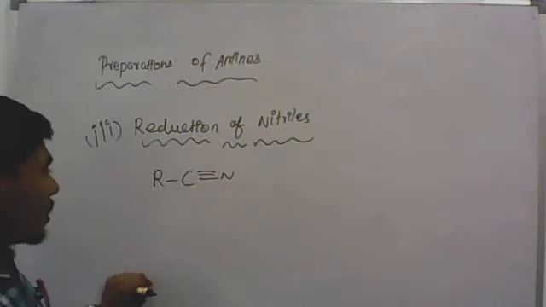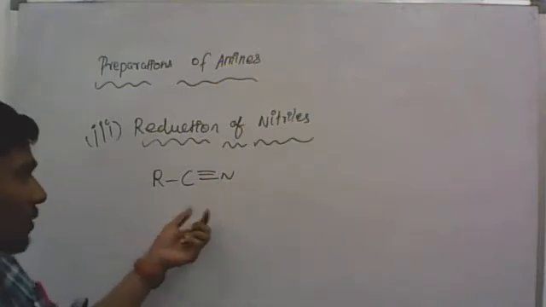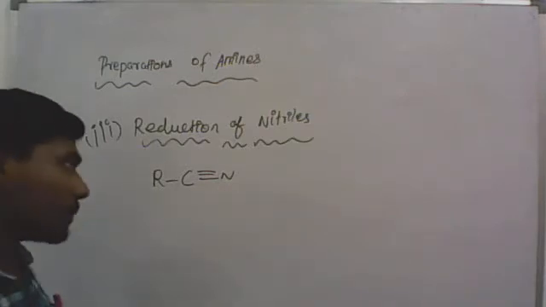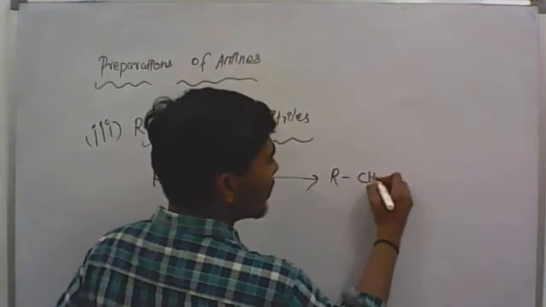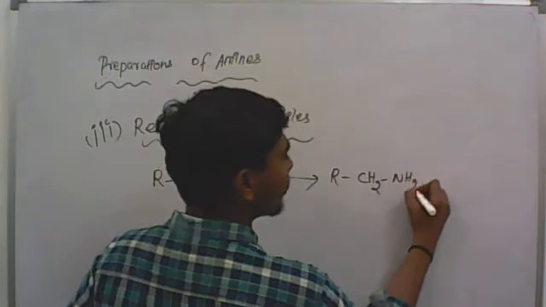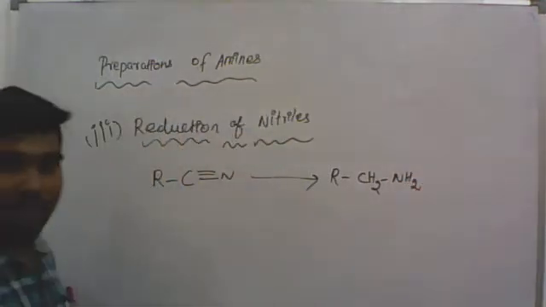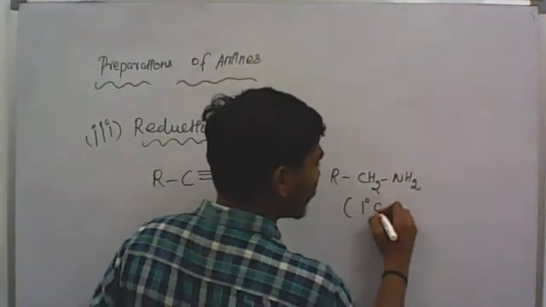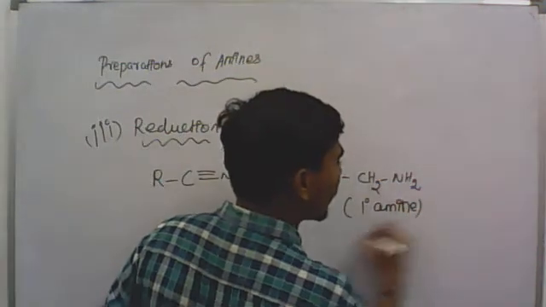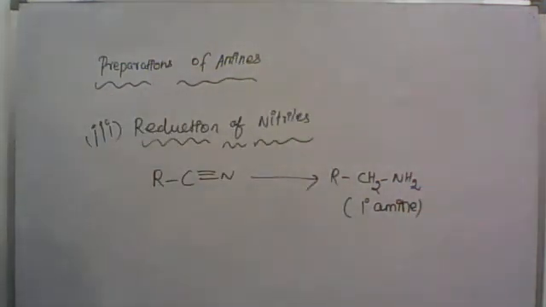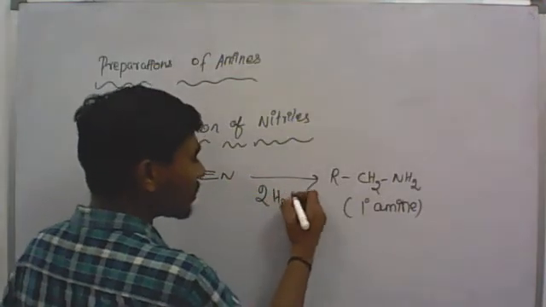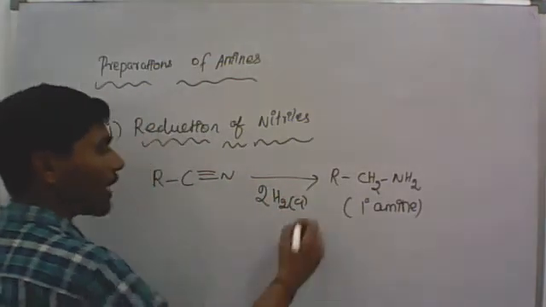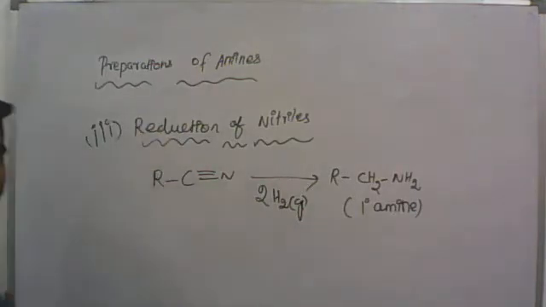In this method, we reduce the carbon-nitrogen triple bond. We get RCH2NH2 as the product. The product is called a primary amine. In this process we are using two molecules of hydrogen gas. We are adding hydrogen, and addition of hydrogen is called a hydrogenation process.